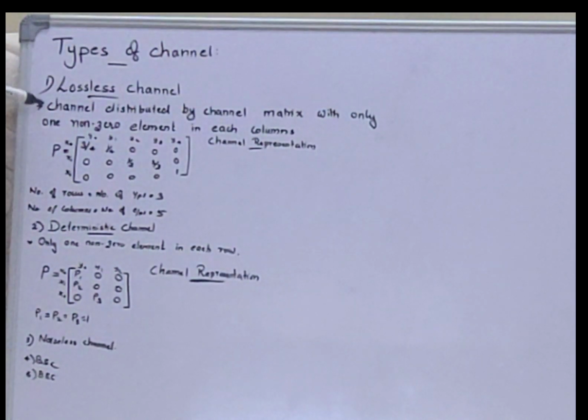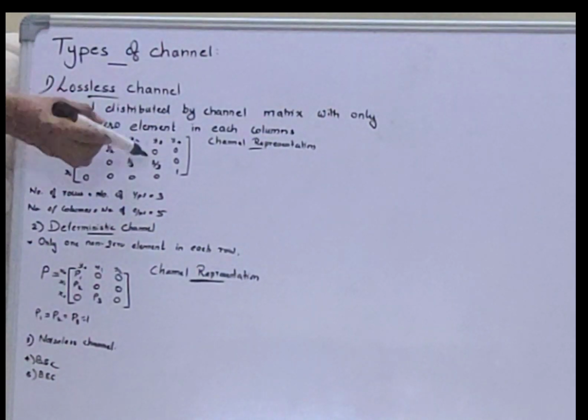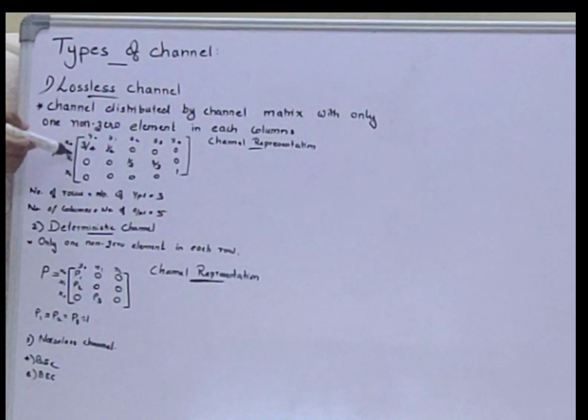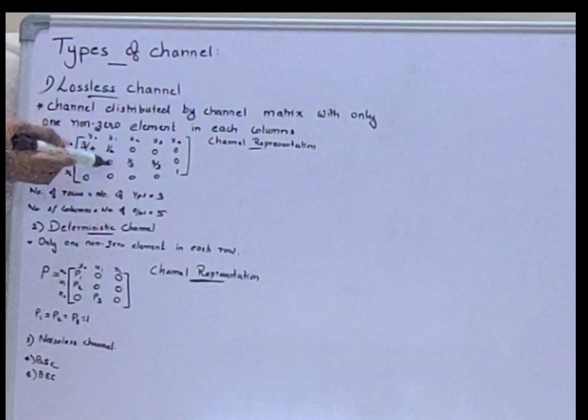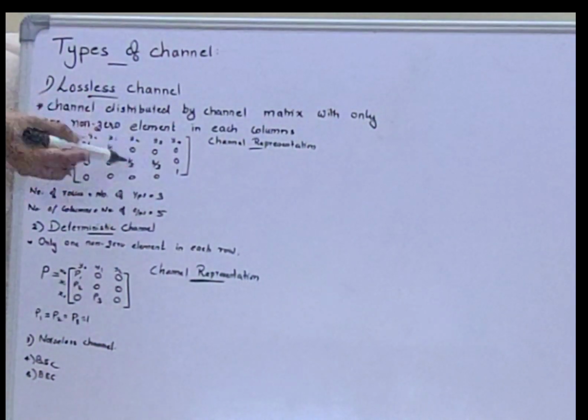A lossless channel is a channel described by a channel matrix with only one non-zero element in each column. That means each column has only one non-zero element. Okay, so this is the lossless channel. This is the channel matrix P. Rows represent the inputs x0, x1, x2, and columns represent the outputs y0, y1, y2, y3, y4.